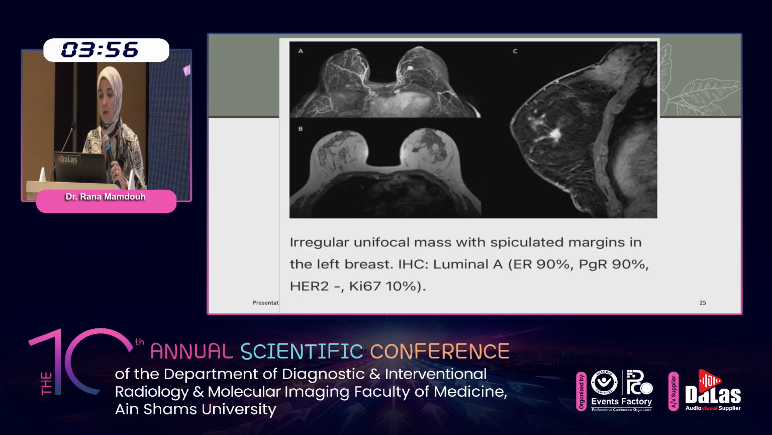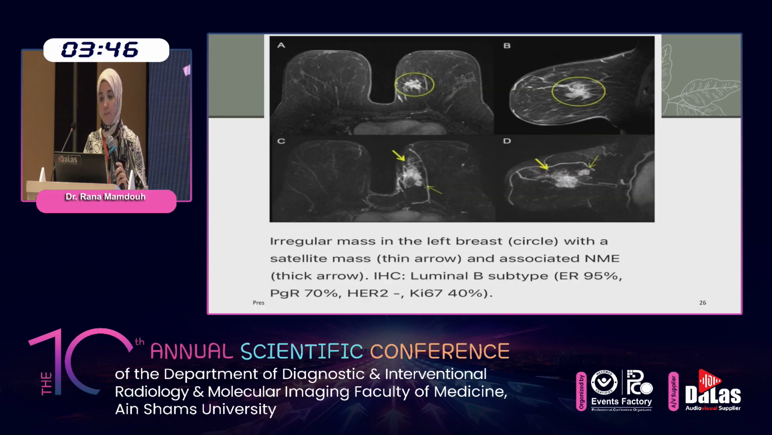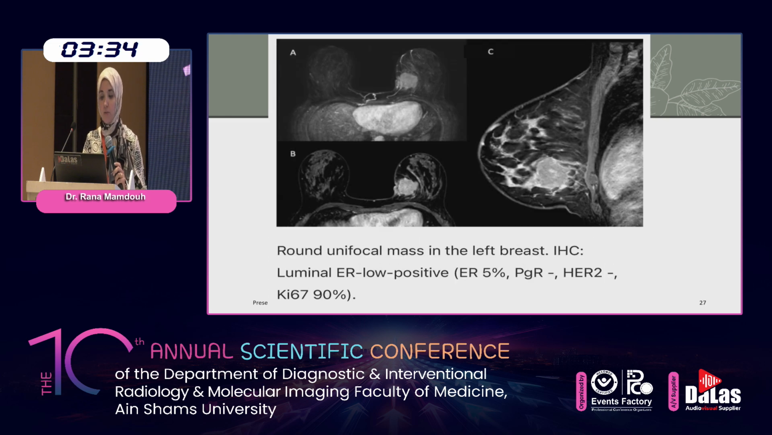Examples of MRI cases. The first case has an irregular unifocal mass with spiculated margin. It is typical for luminal type A. The second case, an irregular mass in the left breast with satellite lesions. It is typical for luminal type B. The third case, a rounded unifocal mass with no evidence of calcification or T2 dots. It is typical for triple negative.